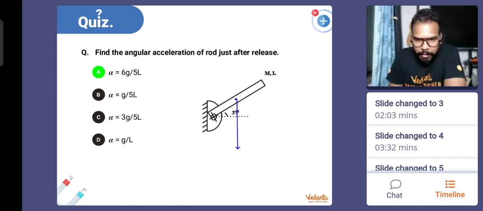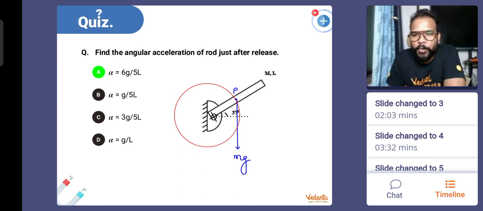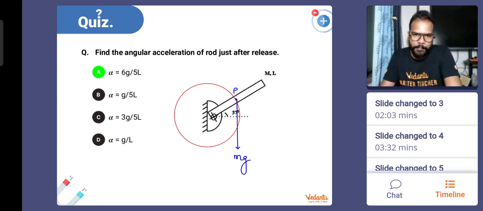This is mg and this is the point P which is having the force acting on it, the center of mass basically. So can I say this is the circle in which it is moving? Right everyone, you see that the force is not tangential. Force is not acting along the tangent direction. Do we all see that? Mg is not acting in the tangential direction because this is r.